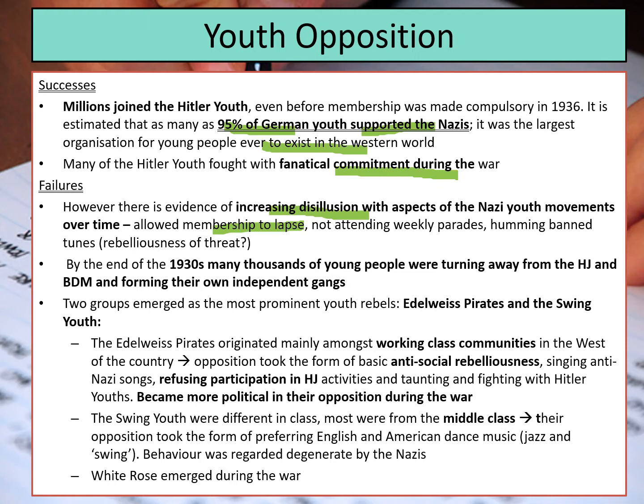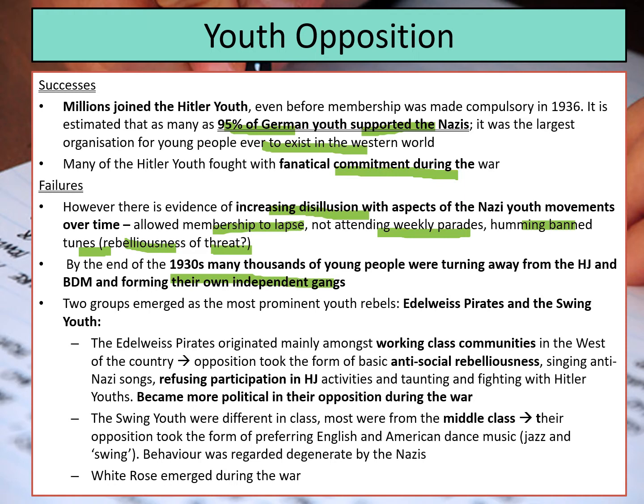They could also do things like not attending weekly parades, humming banned tunes. And for some young people, they saw that as just being kind of standard teenage rebelliousness. However, for the Nazis, they saw it as a genuine threat, and they saw that as genuine opposition to the regime. By the end of the 1930s, it's true that many thousands of young people were turning away from the Hitler Youth and the BDM and forming their own independent gangs, which there had been a history of even in Weimar during the so-called Golden Years.